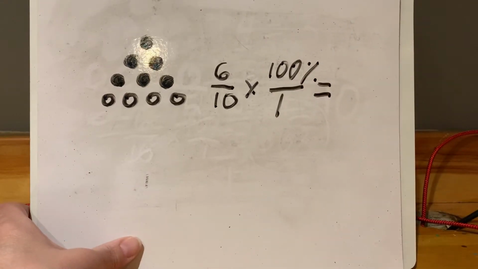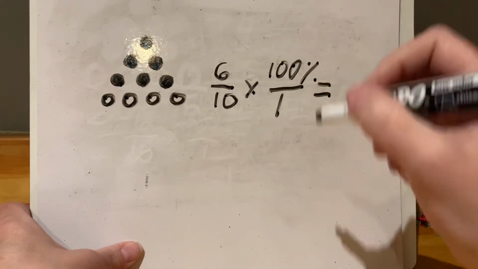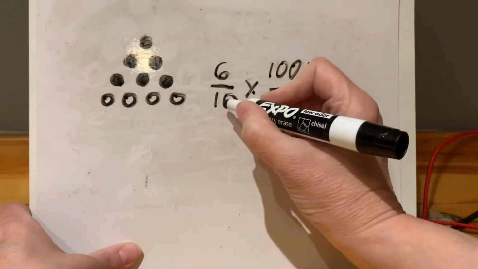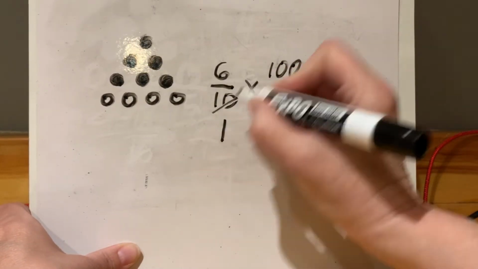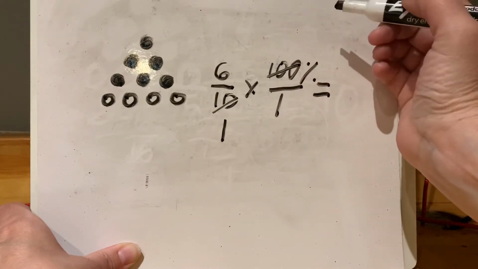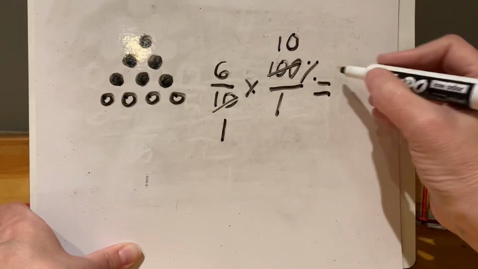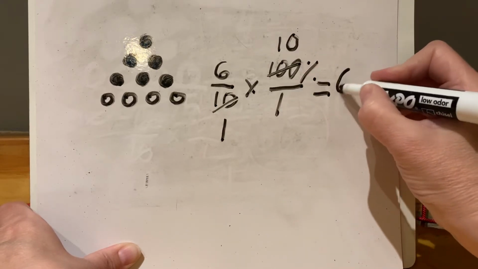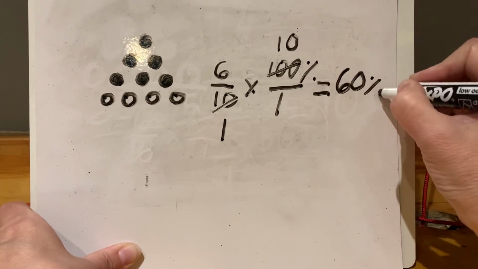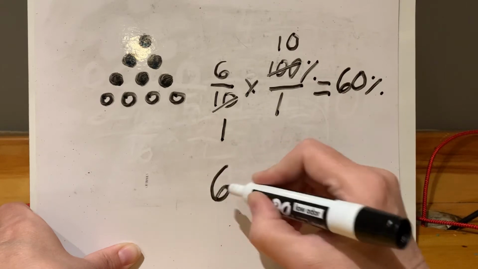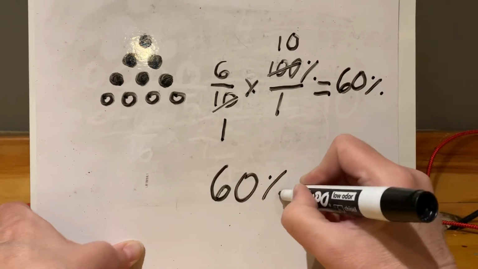Now you could just multiply across and divide later, or cross cancel. This time I'm going to cross cancel. So 10 goes into itself once, and it goes into 100 10 times, which would leave us with 60%. So 6/10 is 60%.